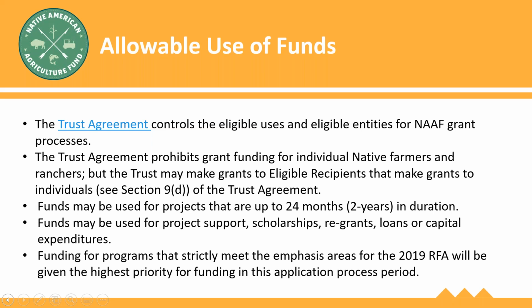Funds may be used for projects that are up to 24 months, 2 years in duration. They can end prior to 2 years, but they cannot be longer than 2 years. Funds may be used for projects to support scholarships, re-grants, loans, or capital expenditures. Funding for the programs that strictly meet the emphasis area within the 2019 RFA will be given the highest priority for funding in this application process. Again, we encourage you to read the full RFA for more information on those emphasis areas.